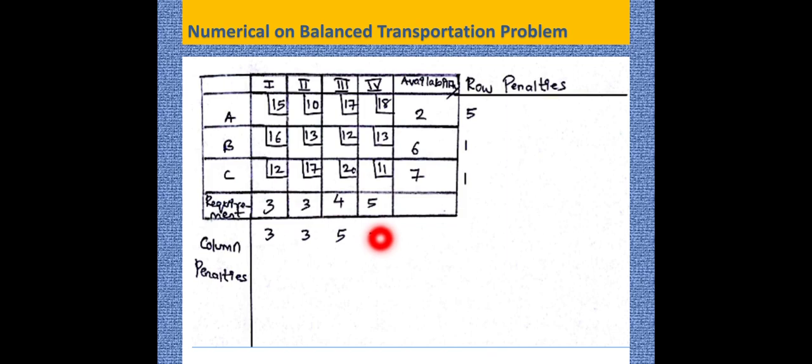After that, you need to identify the largest penalty among the row penalties and column penalties. Here we are getting two largest penalties, one in column 3 and another in row A. So here you need to identify the least transportation cost. In row A the least cost is 10 and in column 3 the least cost is 12. Comparing 10 and 12, we conclude that 10 is the least value. So we consider row A for allocation.